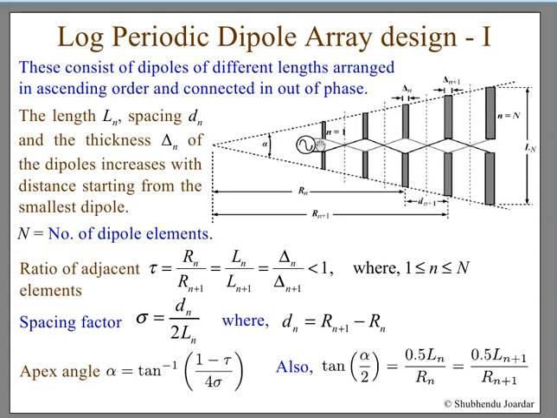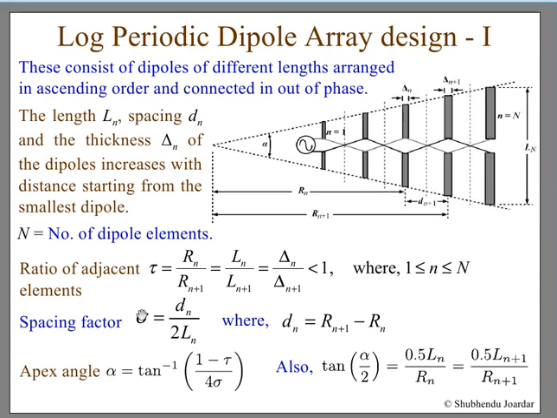This is the longest element and this is the shortest element. The longest element will define the lowest frequency, and the shortest element will define the highest frequency. This is the source. Now the length Ln, spacing Dn, and thickness delta n of the dipoles increase with distance starting from the smallest dipole. N is the number of dipole elements. The ratio of adjacent elements is known as tau. So you have to know these two things: one is this tau and another is the space factor sigma.